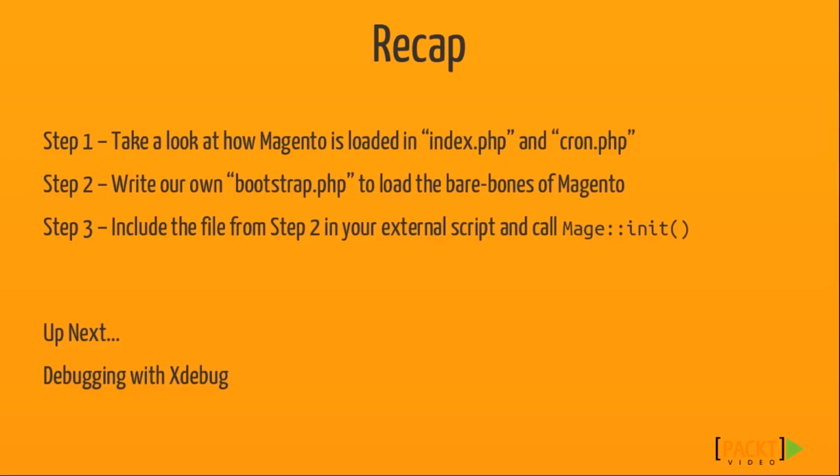So let's recap. First, we took a look at how Magento loads itself in its own index.php and cron.php file. Then we wrote our own bootstrap.php file in the Magento root, which loads the bare bones of a Magento application. Finally, in order to load Magento in our external script, we need to include our bootstrap file and then make a call to the Mage init function. This is going to give us access to our store. Coming up in the next video, I'll be showing you another advanced technique that you can use to debug Magento with the PHP extension called Xdebug. So stay tuned.